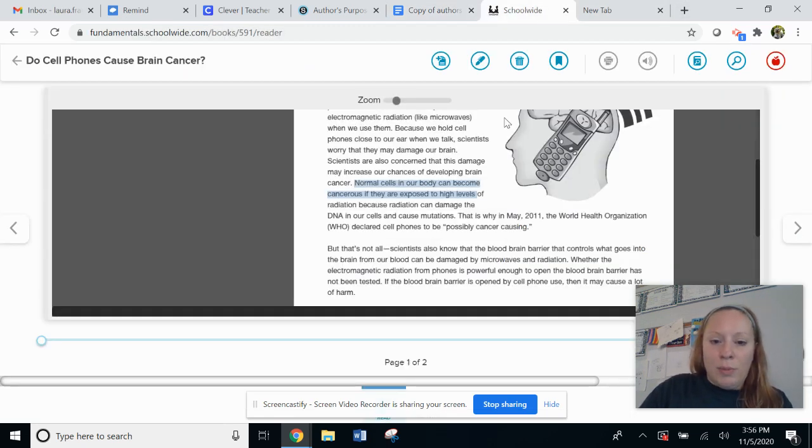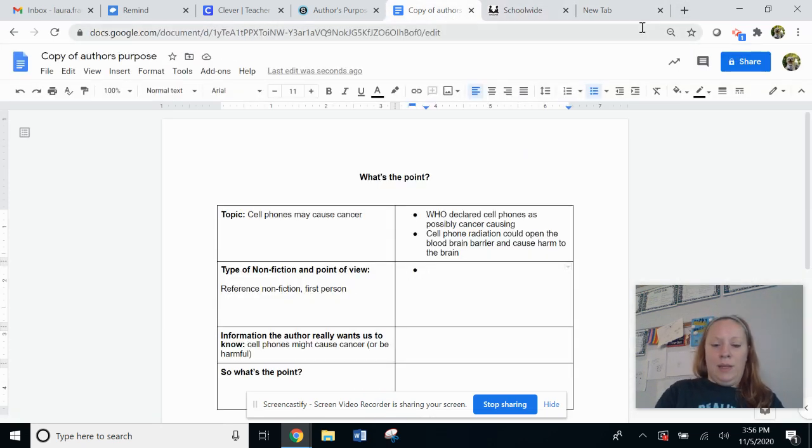I need to go back. Normal cells in our body. And I'm going to put this in quotes because this is a direct quote from the article since I'm not paraphrasing in my own words now. Normal cells in our body. And then I'm going to put an ellipsis there to show that really there could be more that goes to that quote, but I just cut it off at the part that I really needed to know.